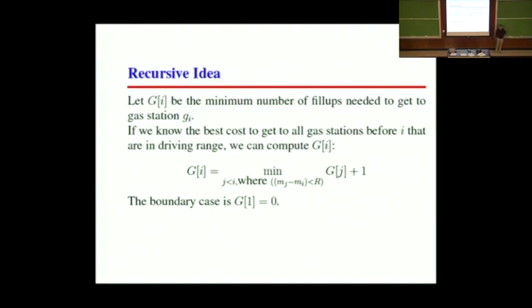This recurrence relation may not look so ghastly as the other one did. We're going to try over all possible J such that I can take my last hop from gas station J to gas station I. And if so, the fewest number of stops possible to get to gas station I is, over all such J, the minimum number of stops to get to J plus 1, and I'm going to want to take the minimum of those. Any questions about this formulation?